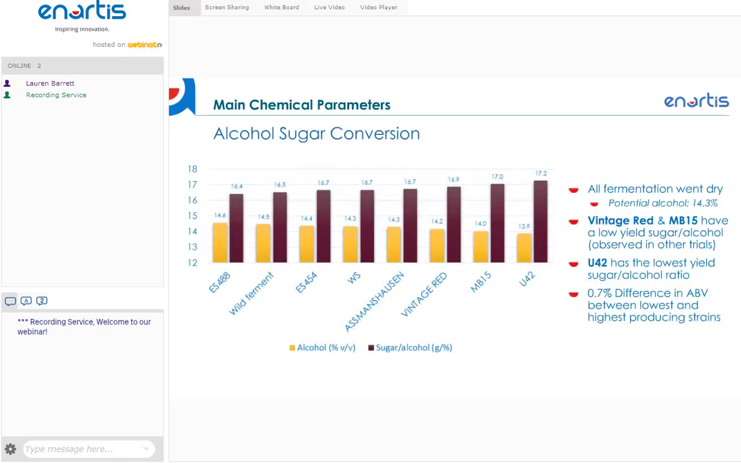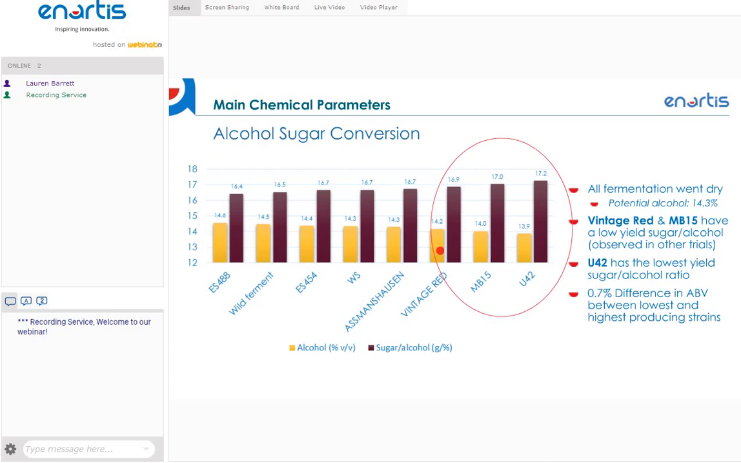Now we wanted to share some alcohol and sugar conversion data. All fermentations went dry, as we could see earlier in the previous slide. And what we found was that within our portfolio, Vintage Red and MB15 had a low yield of sugar and alcohol, which compared to, let's look at the ES488, which is at 14.6% alcohol. That's a difference of almost 0.6%, and then 0.4% with the Vintage Red and MB15.